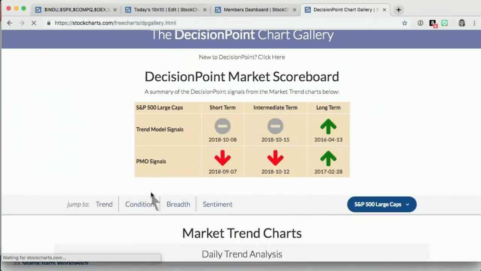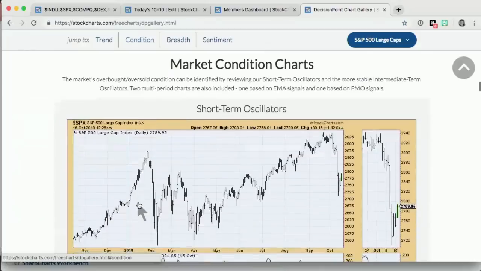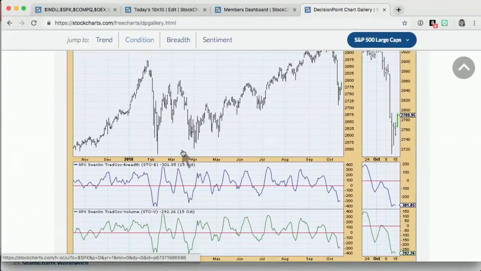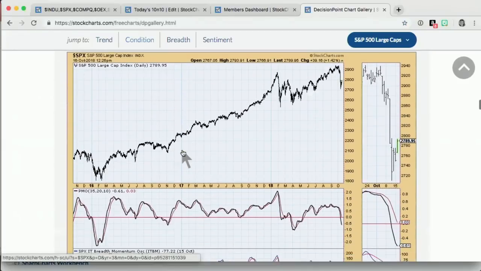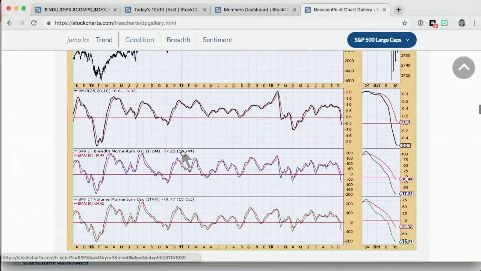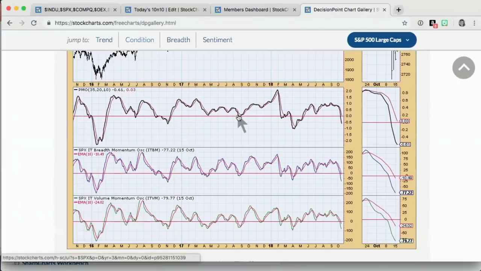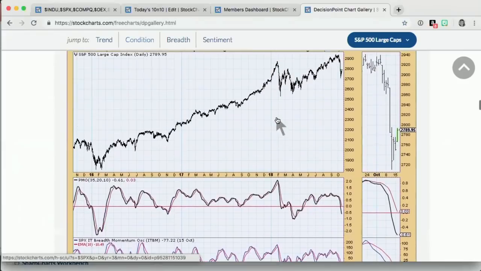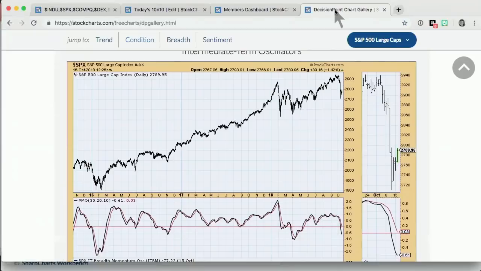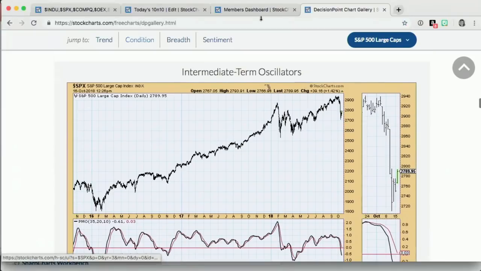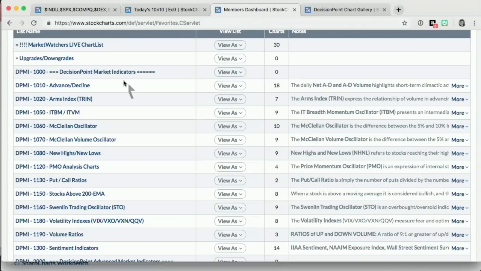And the condition charts, these are some of the ones that we're going to look at. These are the ones I look at every day, the Swenlin trading oscillators and the ITBM and ITVM. Those are primary indicators that we use to give a health of what's going on within a market index. So I use those all the time. I don't want to go over those in particular just because we don't have enough time. So I will probably do a workshop just simply on that.